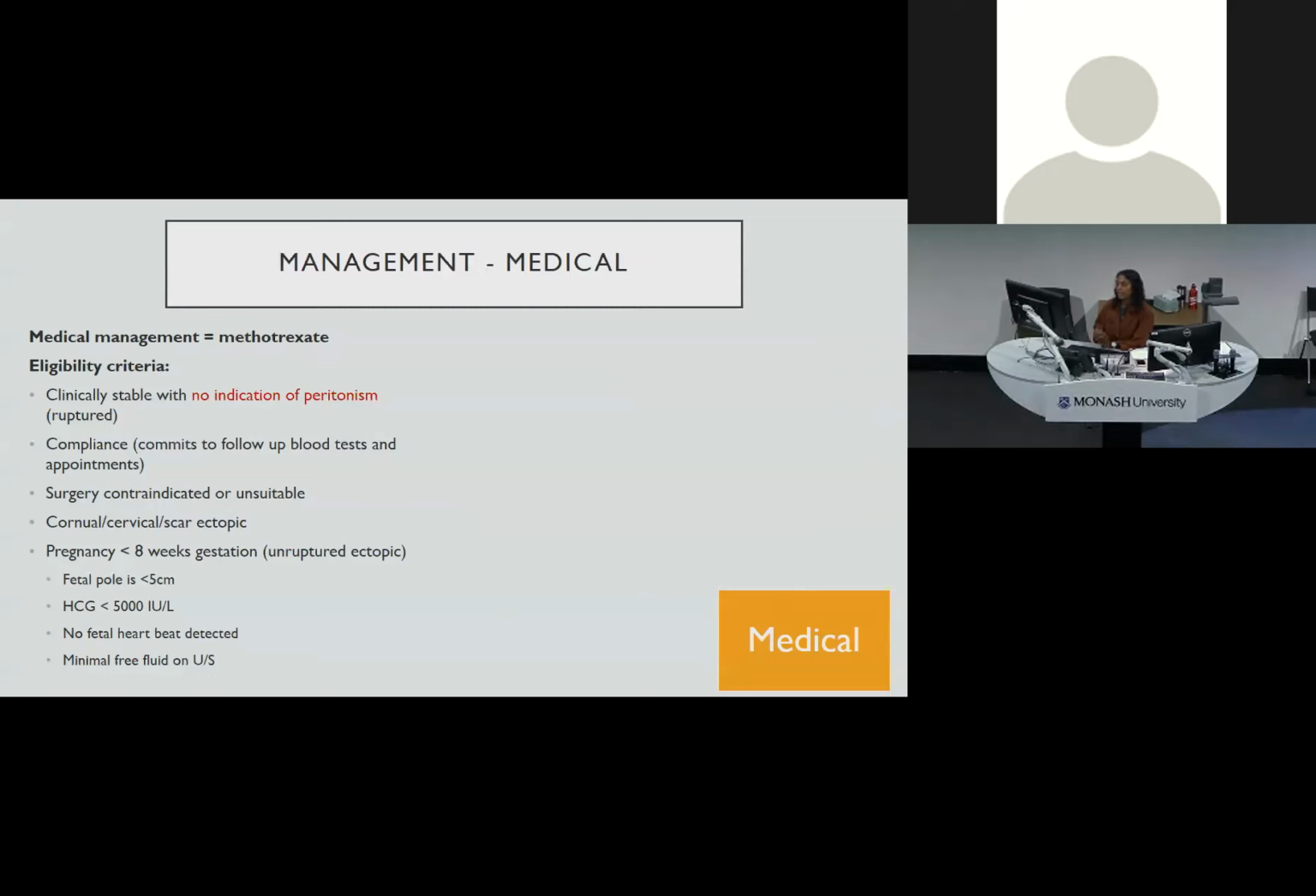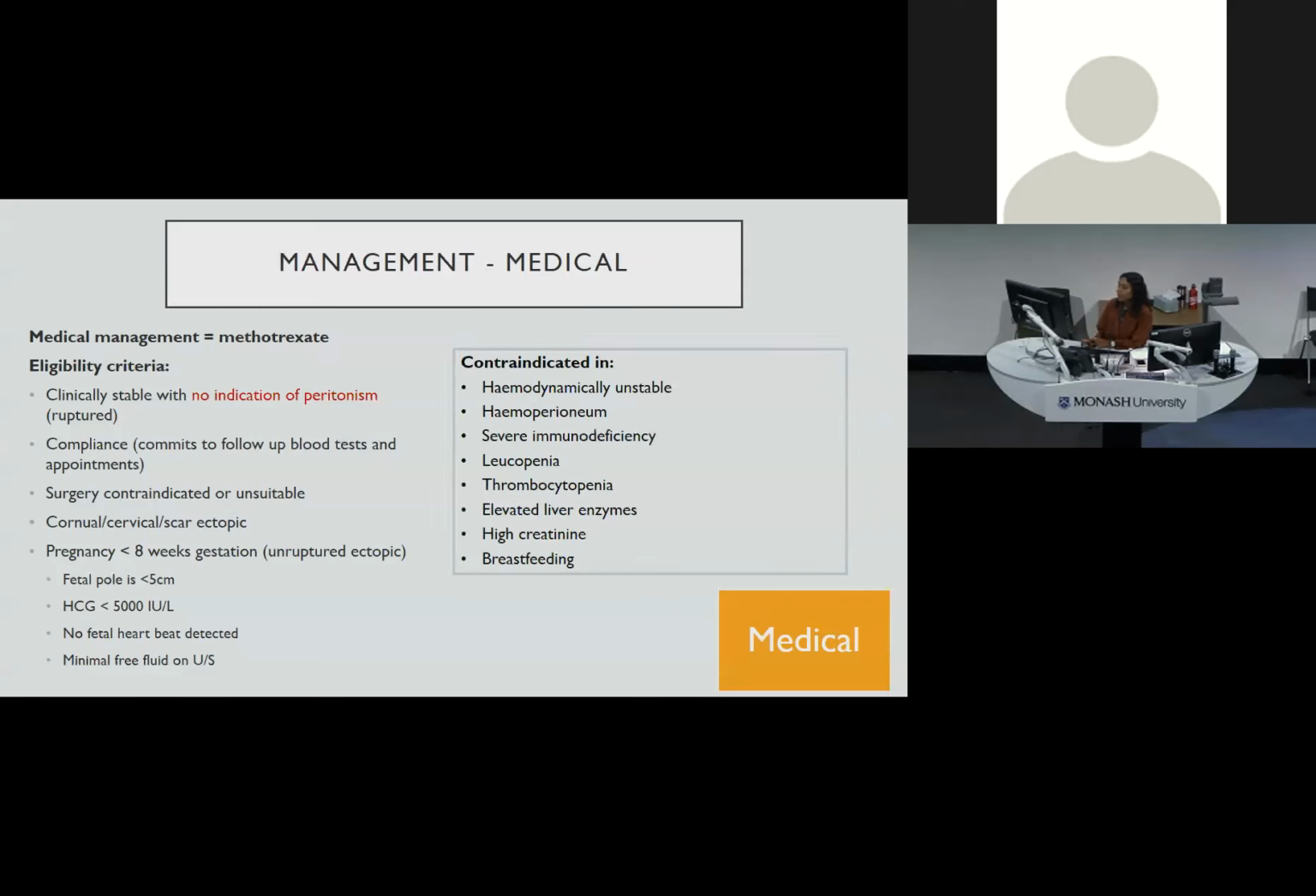But generally, it's for any pregnancy that is less than 8 weeks gestation, and they're stable, so it's not ruptured. Your beta HCG is less than 5,000. There's no fetal heartbeat detected. You've got minimal free fluid on ultrasound, and also the fetal pole has to be less than 5 centimeters.